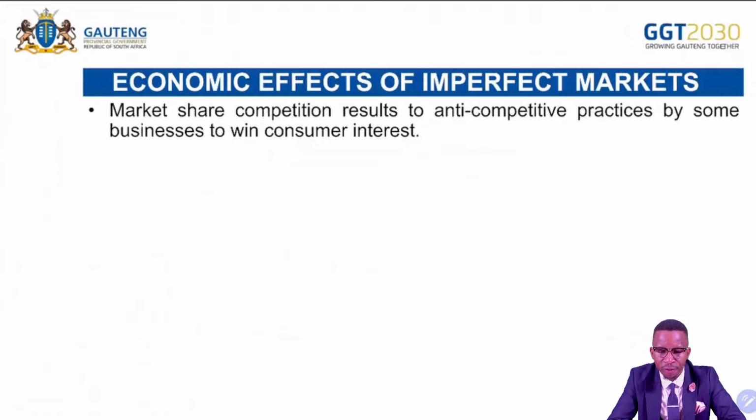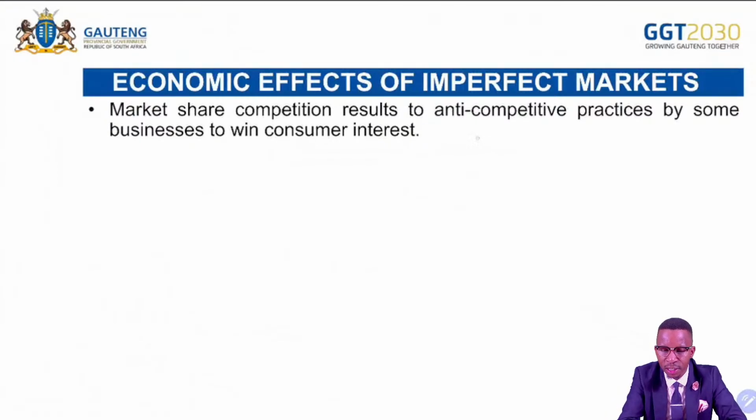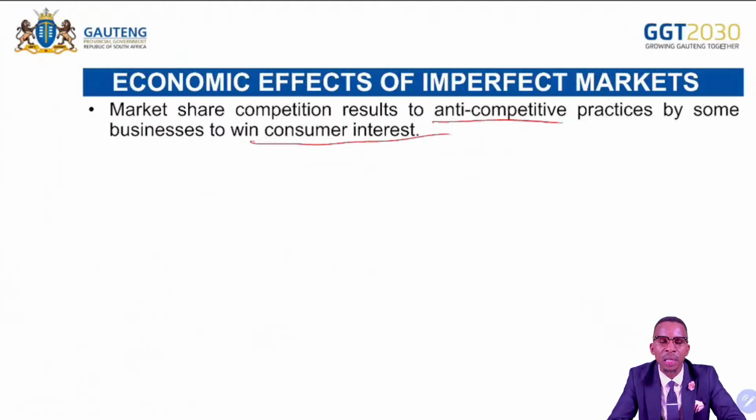And then economic effects of imperfect market. Market share competition results in anti-competitive practices or behavior by some businesses to win consumer interest. Yes, we know that especially under what we call oligopoly, firms find themselves competing using anti-competitive strategies that will lead to them making those improper decisions for the market.